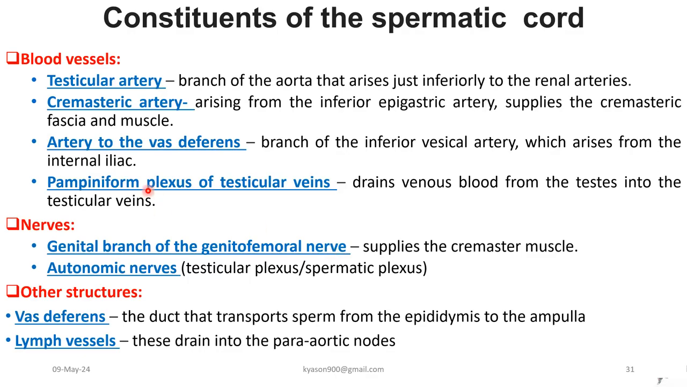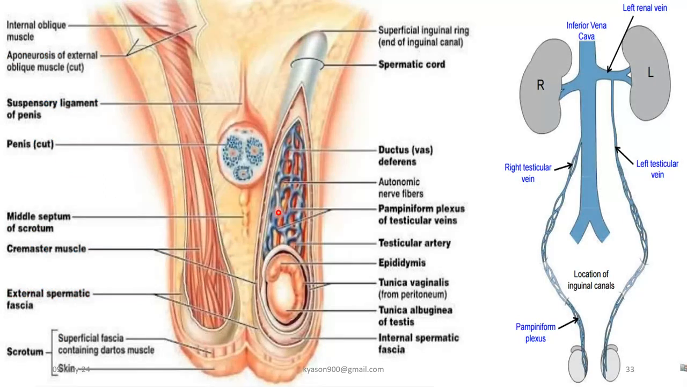Then we have what we call the pampiniform plexus of veins. These are networks of veins that are going to be draining blood from the testis, and they'll be pouring the blood in the testicular veins. These are quite many. You can see there are many networks.